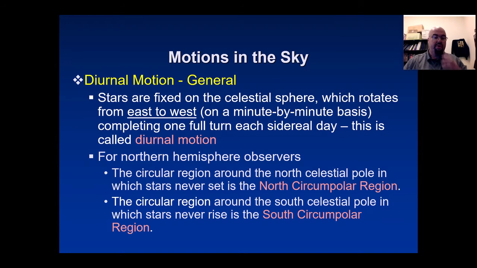So one of the things we should note is that there are regions in the northern hemisphere where some stars never set. This is called the North Circumpolar region. And then there are regions in the southern hemisphere where some stars never set. Now, remember, we are at 40 degrees, roughly, latitude, and thus Polaris is at 40. So anything from 40 down to the horizon can be seen. Okay?